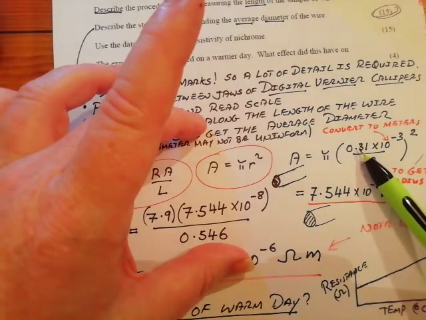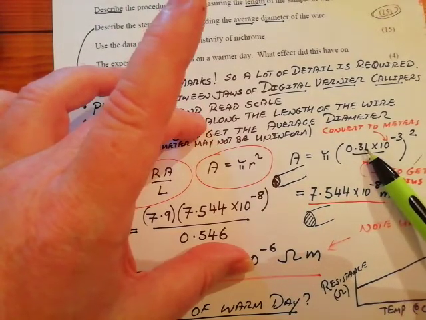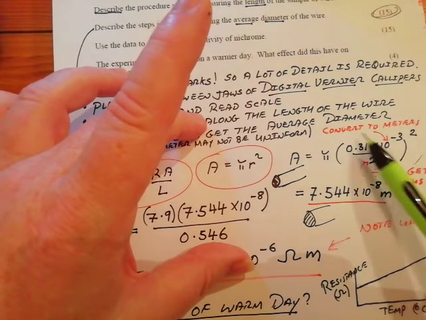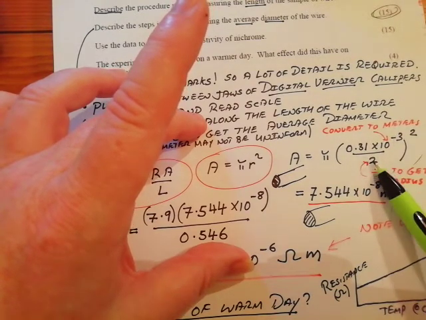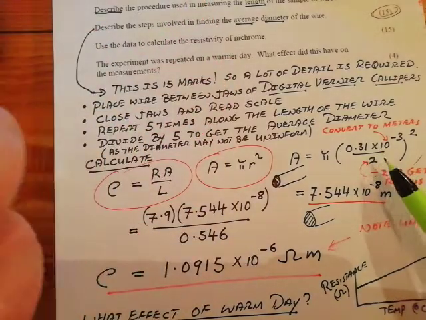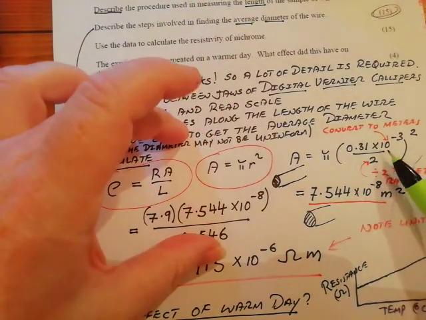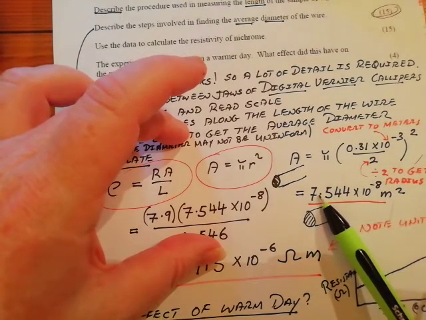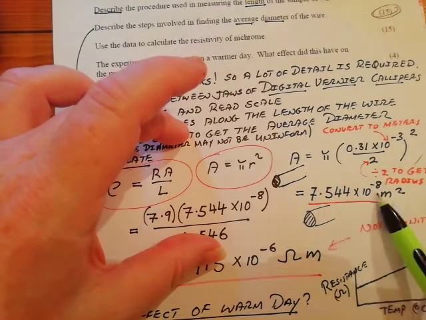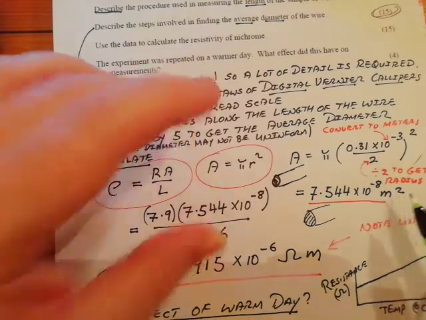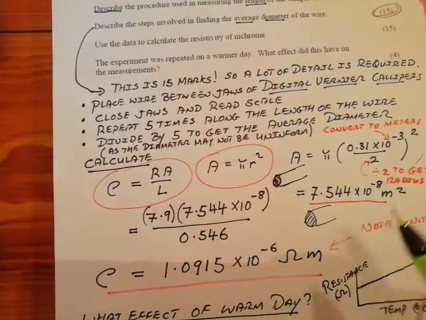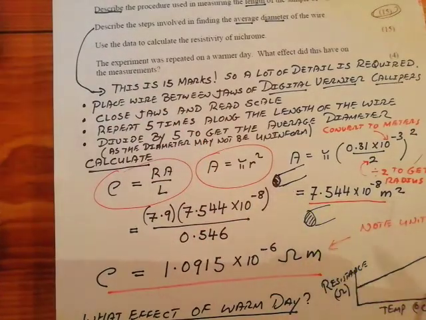We were given the diameter as 0.31 millimeters. I multiplied by 10 to the minus 3, which is dividing by 1,000 to convert it into meters. And I divided by 2 to bring the diameter to radius. Then I put everything into the formula and the area of the wire turned out to be 7.544 by 10 to the minus 8 meters squared. Quite a small area because the wire would have a small cross-sectional area.